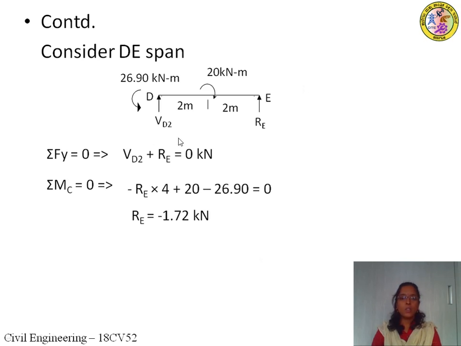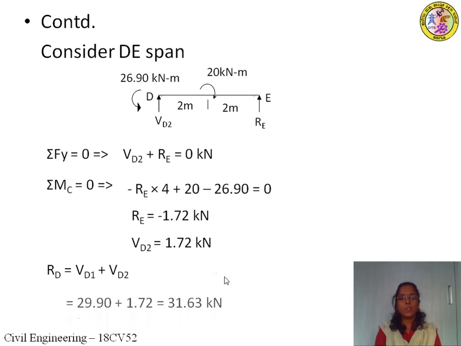So that means Re is acting in the downward direction. So minus indicates that it is acting in the downward direction. So therefore Vd2 is plus 1.72. Because Vd2 plus Re is 0, so if Re is minus 1.72, then Vd2 will be plus 1.72. So therefore total reaction at D is Rd, which is equal to Vd1 plus Vd2. So that will be equal to 29.9 plus 1.72 will be equal to 31.63.